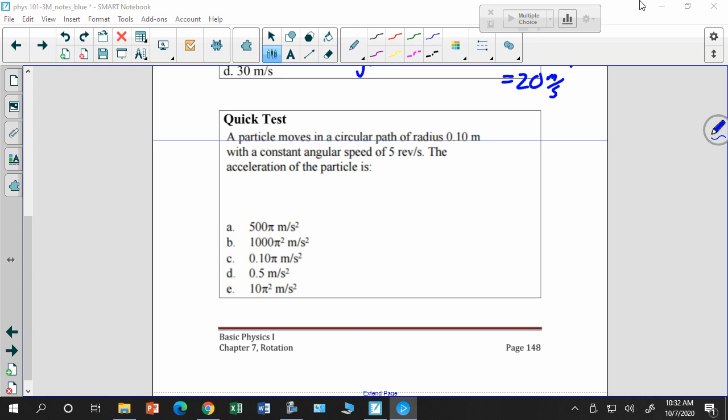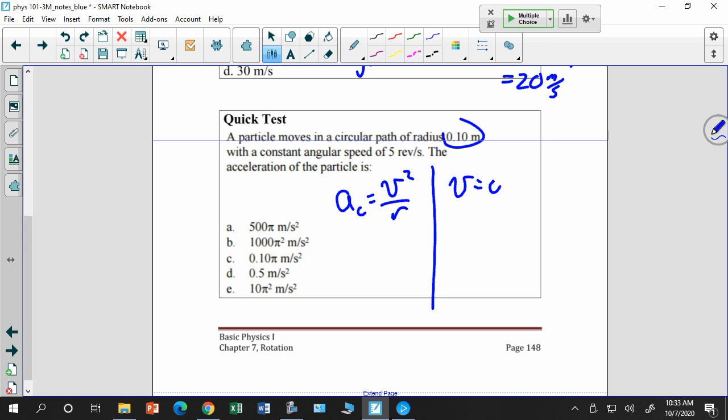Okay. So I have this thing moving around at a constant angular speed. But I know that there's an acceleration because it's constantly changing its direction. I know that that acceleration, our centripetal acceleration, is equal to v squared over r. So I know the radius, but I don't know the velocity or the speed of this object. But fortunately, I can find it. I can say that v is equal to omega times r.